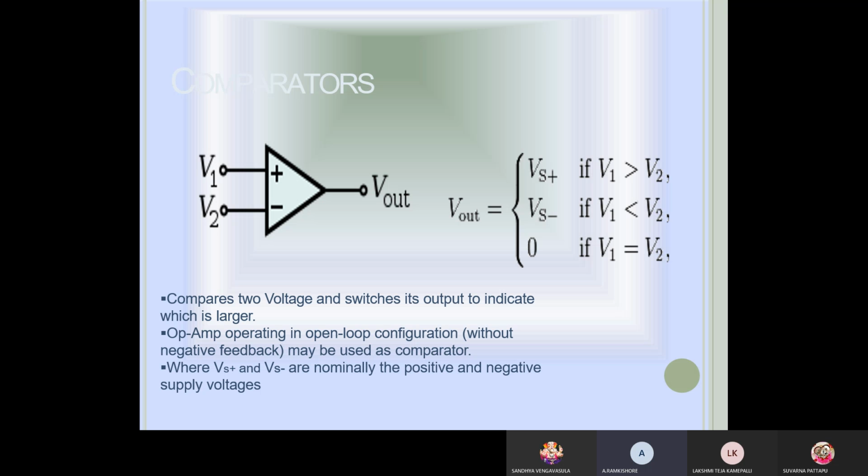And the next one, V1 is less than V2. So V1 is 3 volts and V2 is greater than V1. At that time the resultant voltage is equal to minus 2 volts, and we get V out is equal to minus Vs, minus 12. So that means, based on this operation, in this application, it compares two voltages and switches its output to indicate which is larger.